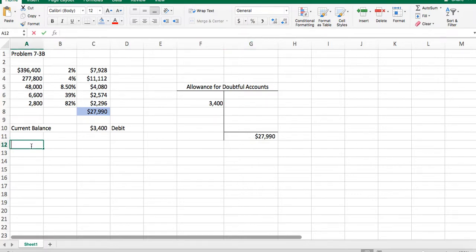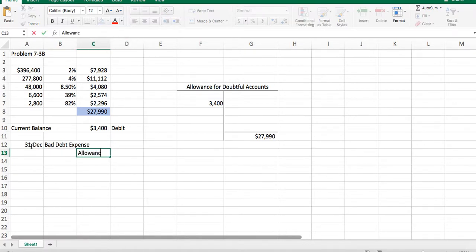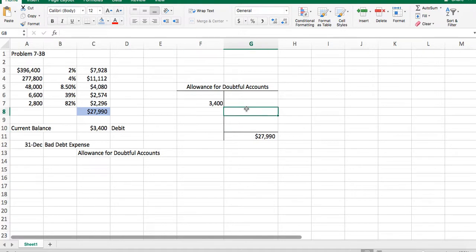So we come over here and do a journal entry, and this is December 31st, bad debt expense, and then the credit is to our allowance account. Then if I put the sum of those two, it would be $31,390. So that is going to be the amount of our journal entry.